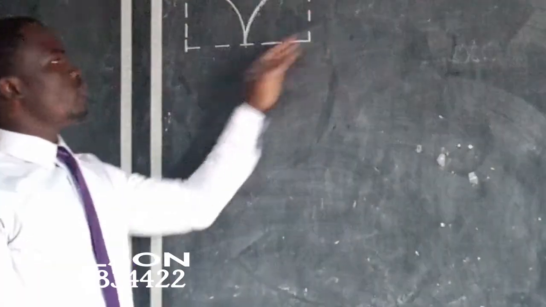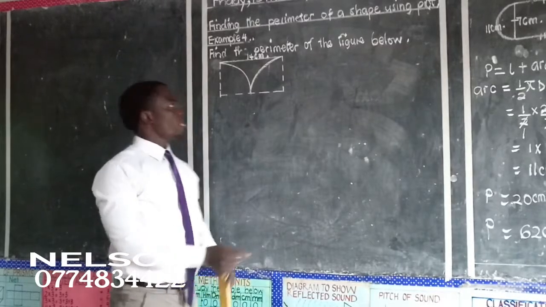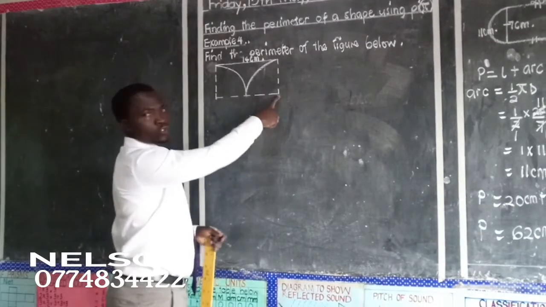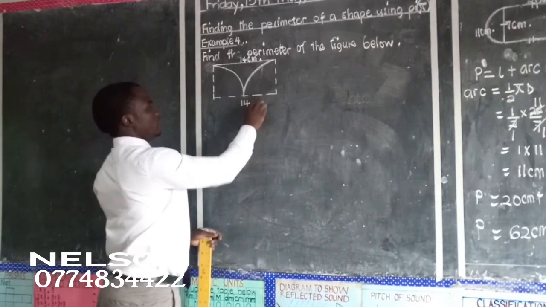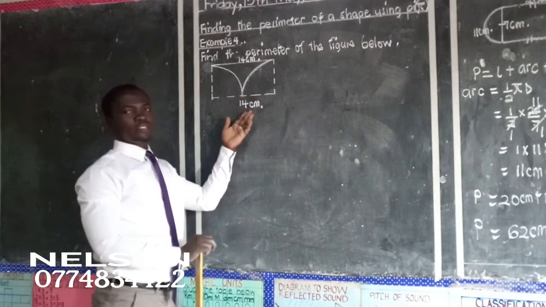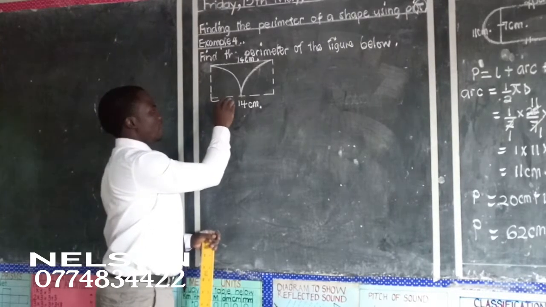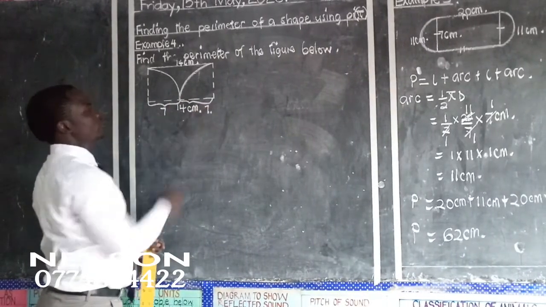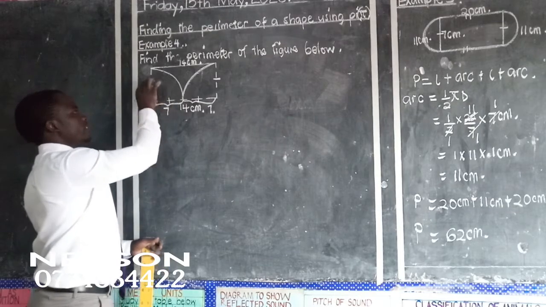Actually, the purpose of those dotted lines is to guide you on what to do when you're answering this question. From here up to here, we have 14. And from here up to here is also automatically 14. Now, if this is 14, this one here will also be 14 centimeters. This will also be 14 centimeters. If this is 14, it means that from here up to here is 7, and also from here up to here is also 7. And remember, this is the radius, and that is the radius. Also, this is the radius, and this is the radius.